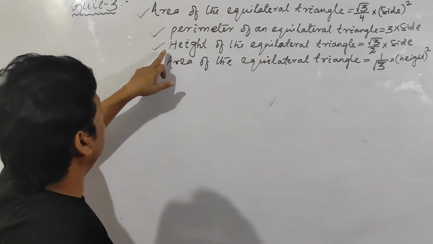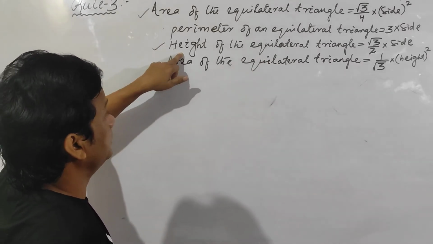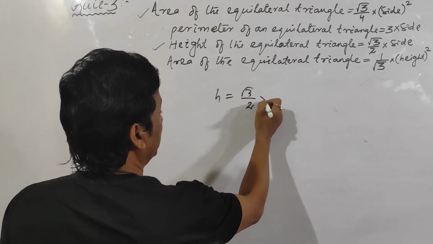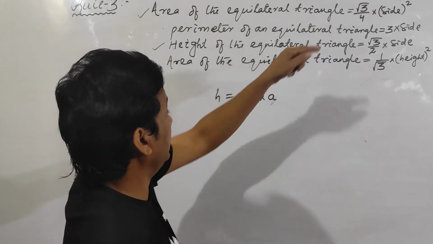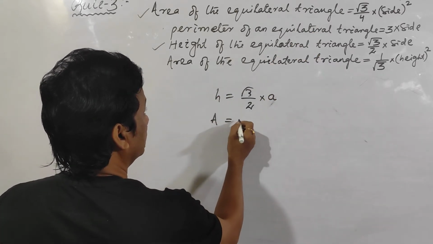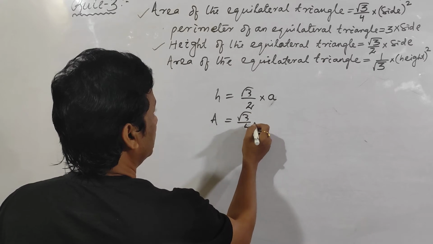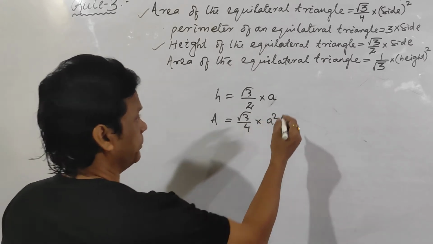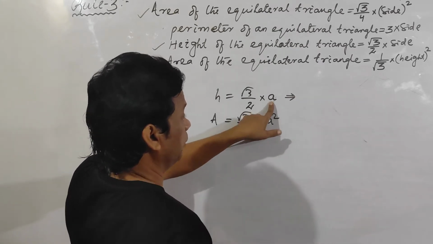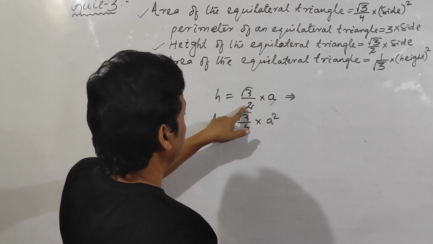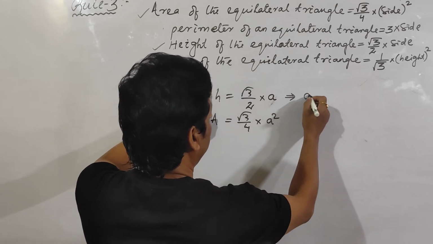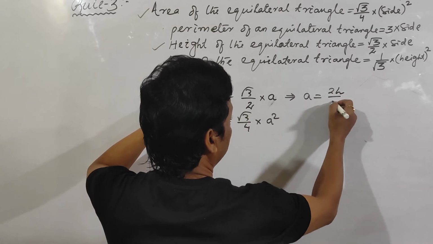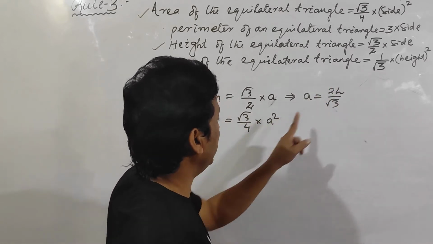Here, I have to find the relationship between area and height. Here, height is equal to root 3 by 2 into side, side means a. And area is equal to root 3 by 4 into a square. Clear? So from here, we can find the value of a. Take 2 to this side. So a is equal to 2h by root 3. So put the value of a here.